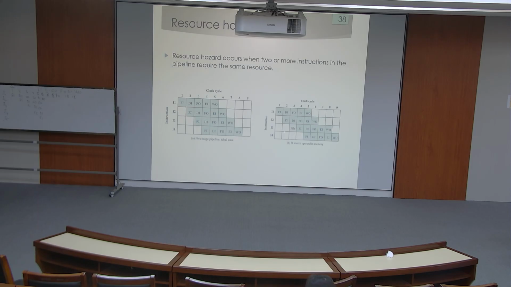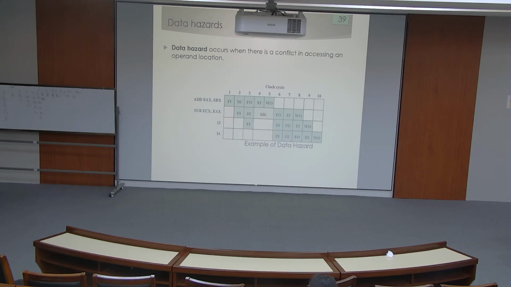So here it has to wait for 1 clock cycle because there is a resource hazard. For data hazard, this occurs when there is a conflict in accessing an operand location. For example, we have this data dependency. You see here, it was supposed to fetch the operand in clock cycle number 4, 5. So it has to be idle in these 2 clock cycles because it wanted to get this data from the previous operation. This is what we call data hazard.